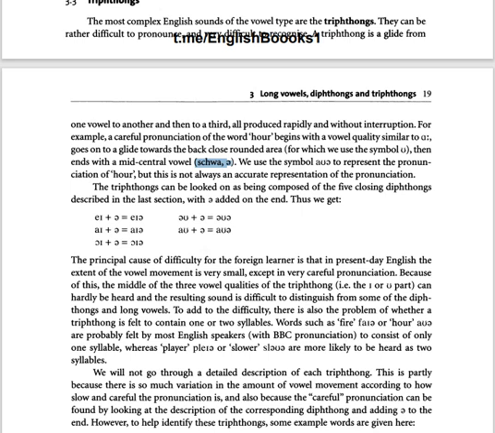We use this symbol to represent the pronunciation of this sound, and this is how we pronounce it. But this is not always an accurate representation of the pronunciation.